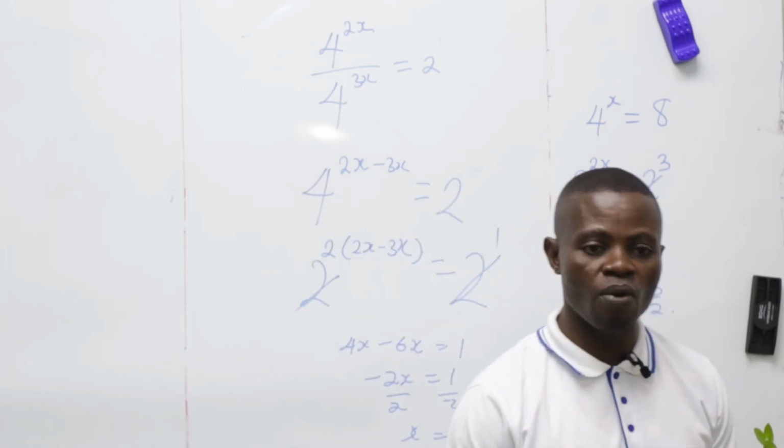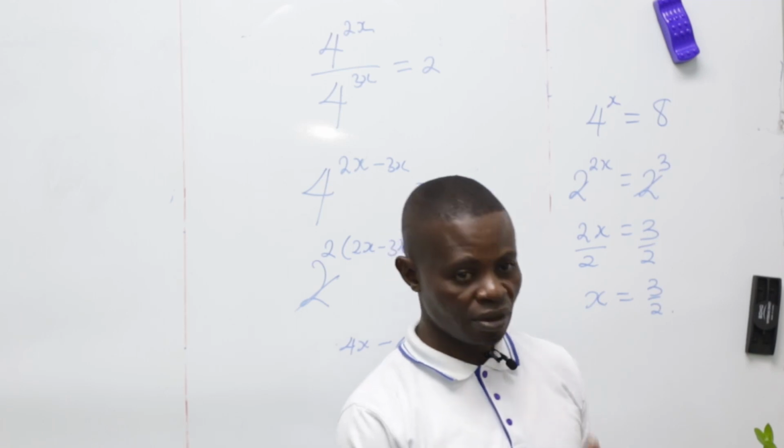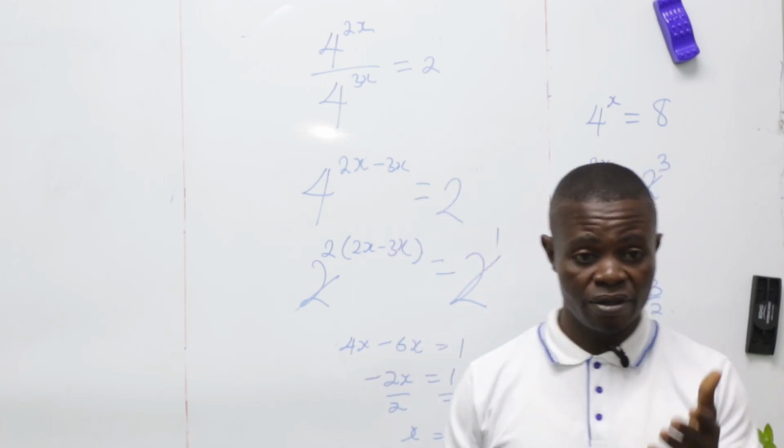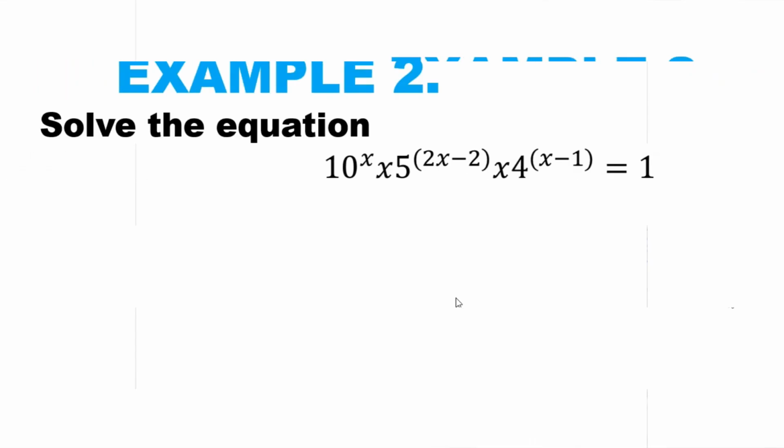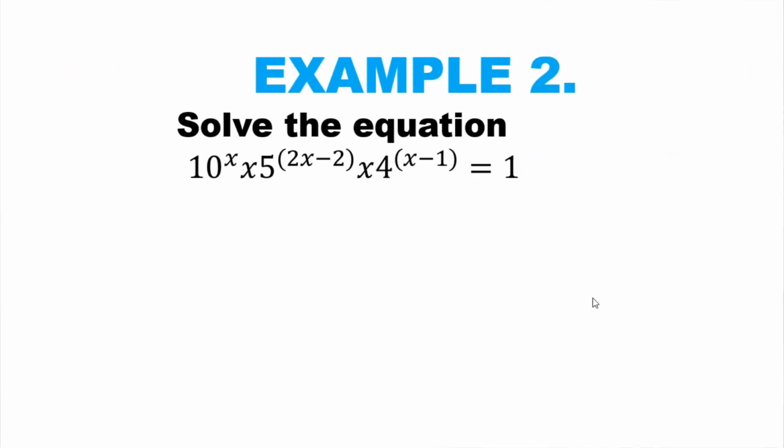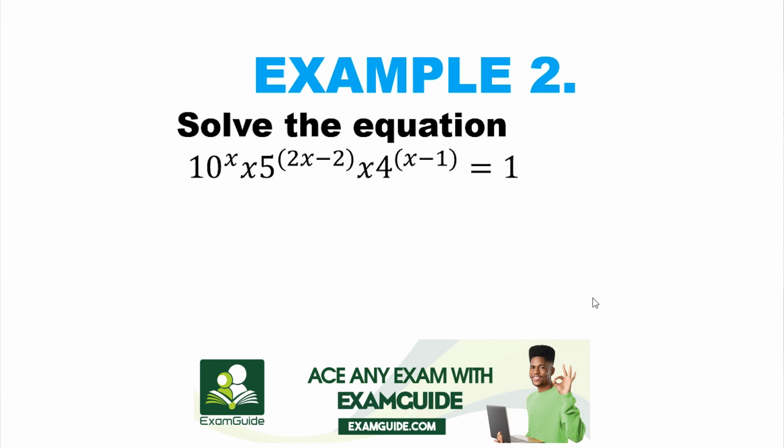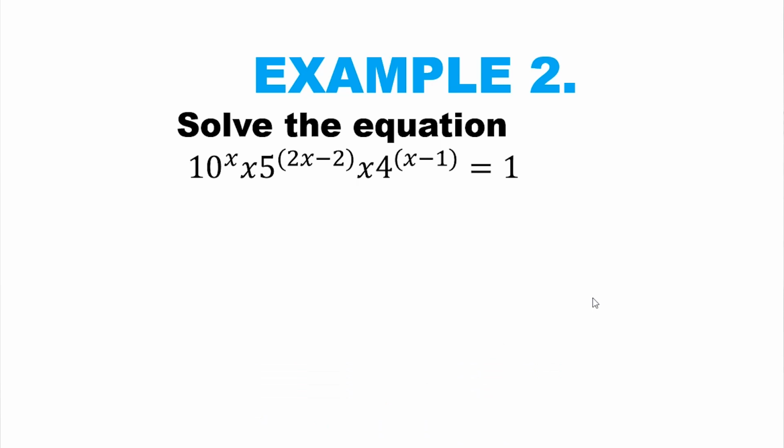Let us take another one. Now, this is just the beginning, the basics for equations in indices. Now look at this one with different bases. You have 10, you have 5, you have 4, all equal to 1. How do you handle it? Look at what you have to do when you have a question of this nature. You don't need to bother yourself so much. Know the rules guiding what you are doing. When you know the rule, you have the power, the capacity to solve whatever is given to you.